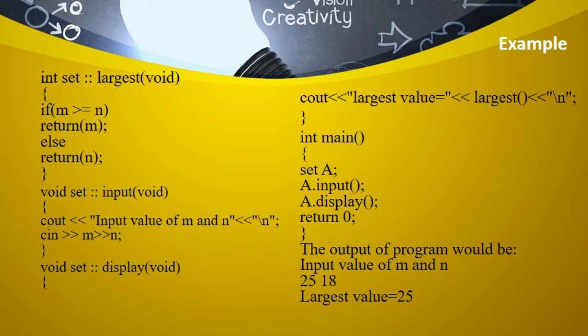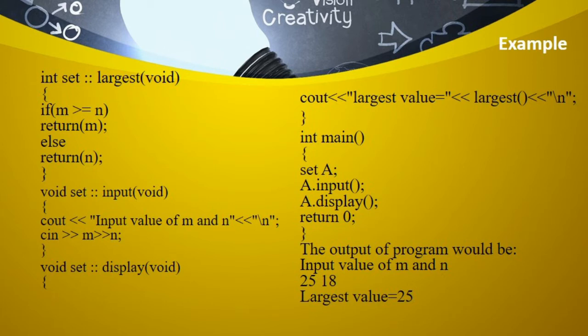The next statement of the main function is a.display. Now the display member function is called and the execution passes to the display member function. In that member function, I have inserted an output statement. Inside that output statement, I have called another member function by the name largest. So this is called nesting of member function. Inside one member function, I have called another member function.